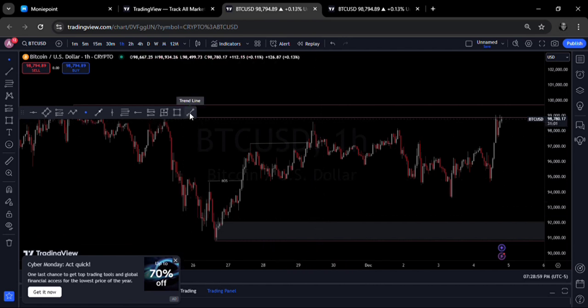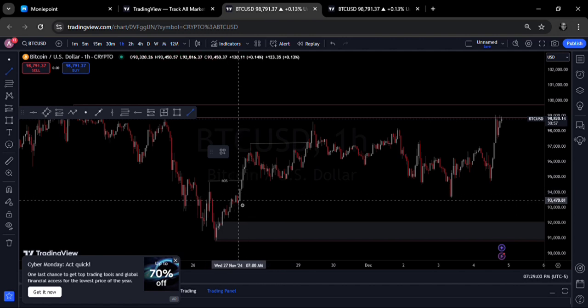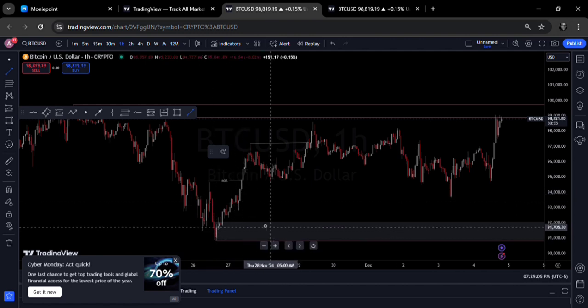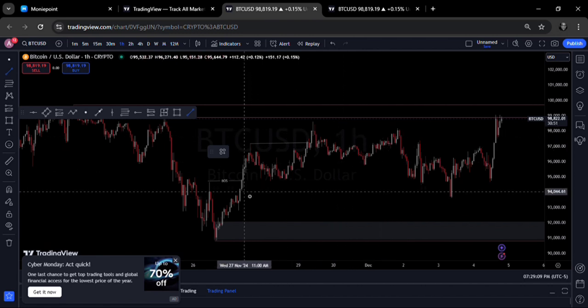I did not wait for the other block to get filled before taking my trade, because that may take a lot of time. I don't normally wait for other blocks. Sometimes it's a massive movement if you wait for it, but sometimes you will have to sit and wait for a long time before the other block will be mitigated.